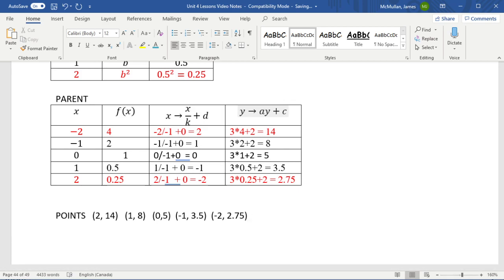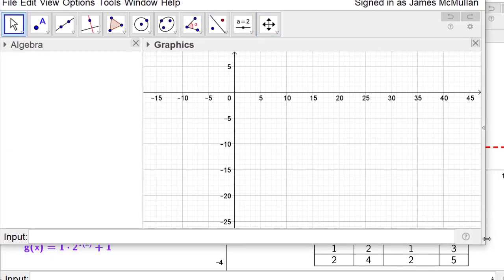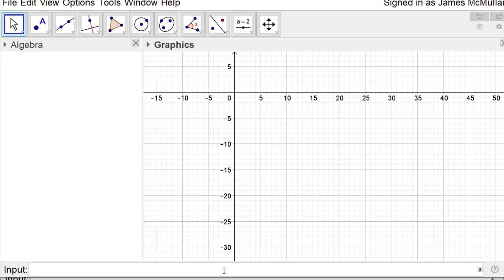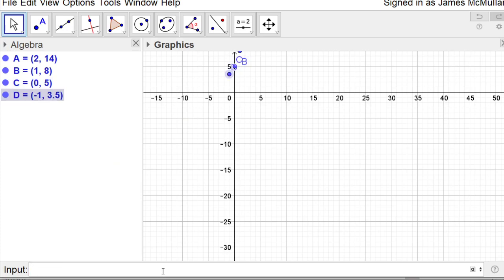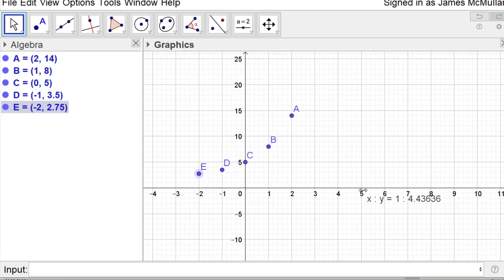Okay, so let's look at them. And I'm not going to use this anymore, I don't think. Well, whatever, I'll leave it open in case we need it again. So let's draw those points I said we needed. So (2, 14), (1, 8), (0, 5), (negative 1, 3.5), and (negative 2, 2.75). Okay. Now looking at those points, I should feel pretty confident.